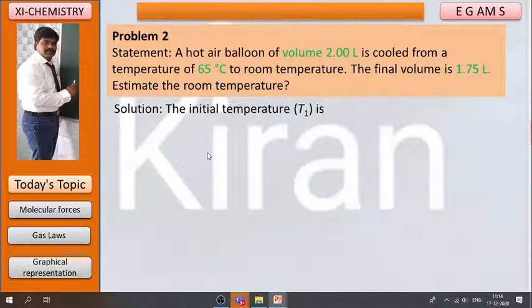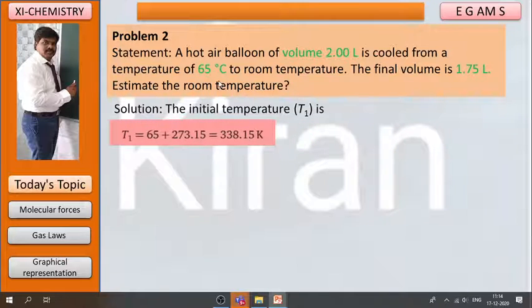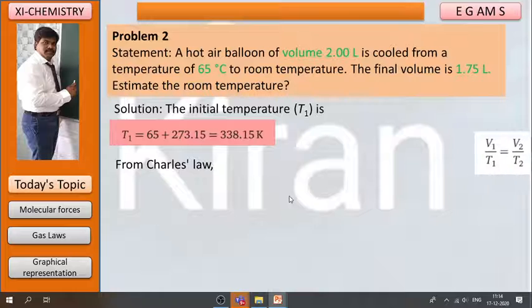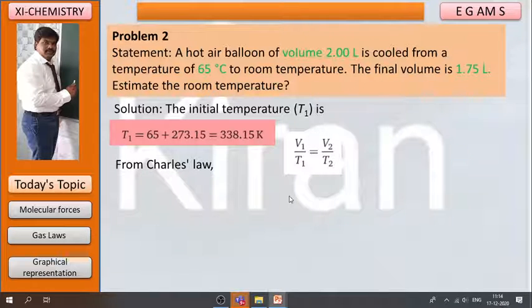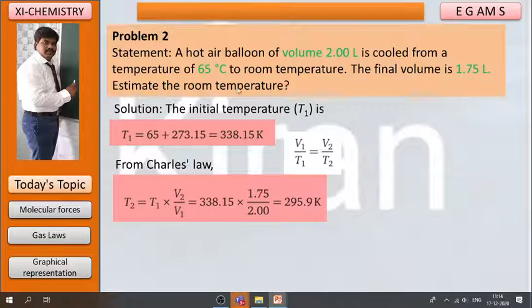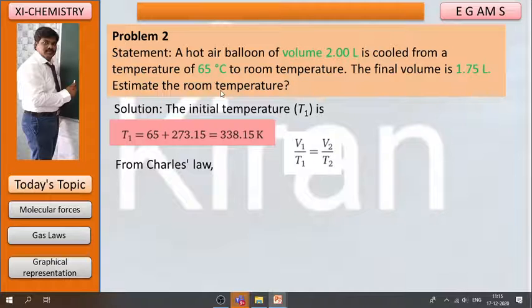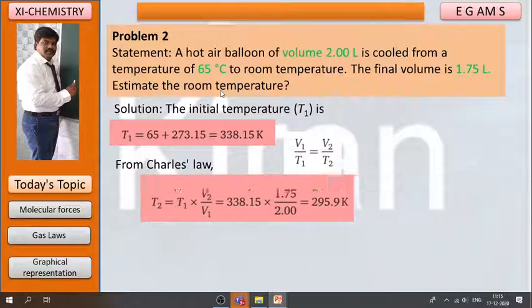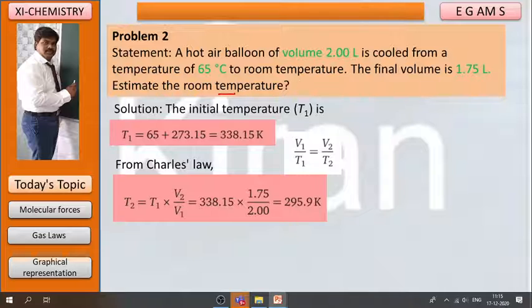Solution. The initial temperature is T1. What they have given, 65 plus 273.15, you will get this value. And for Charles' law, V1 by T1 is equal to V2 by T2. They are asking about the temperature T2, which you have to find out. T1 and V1 they have given, and V2 also they have given. So based on that, T2 is equal to T1 into V2 by V1.